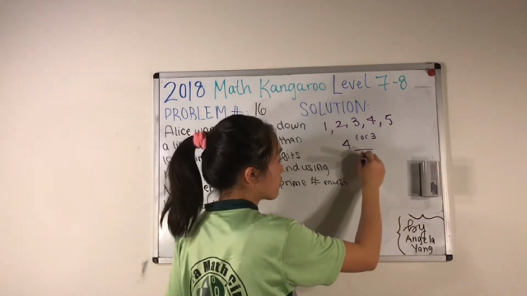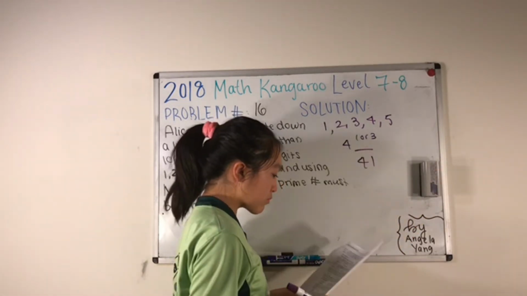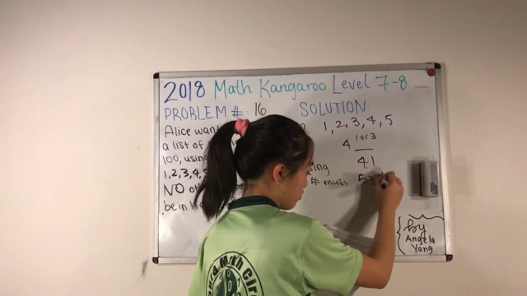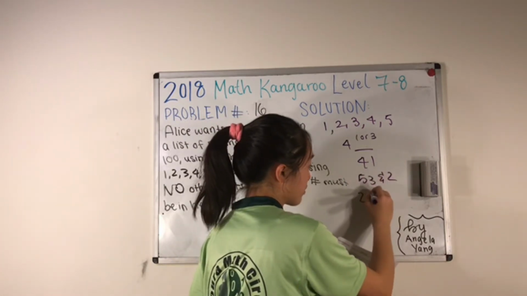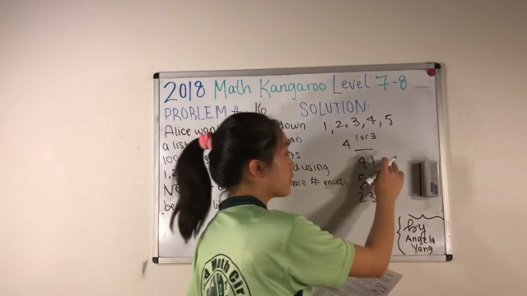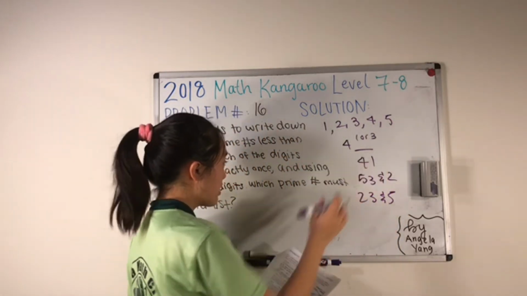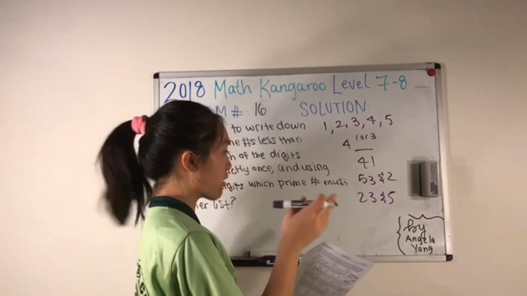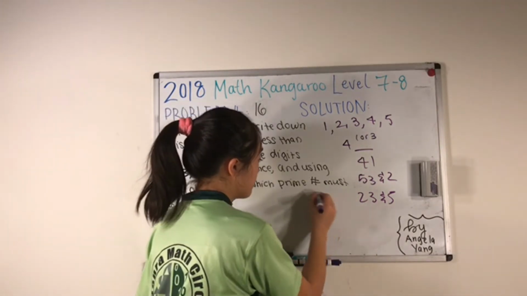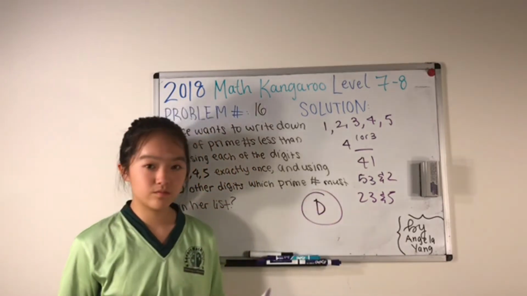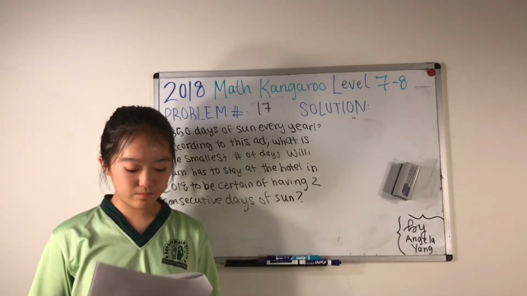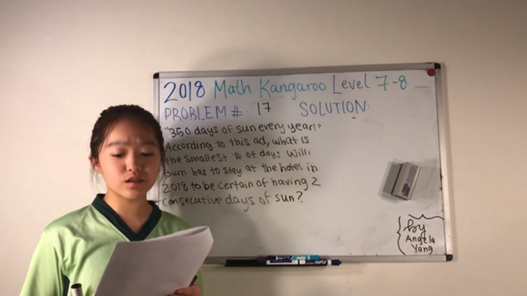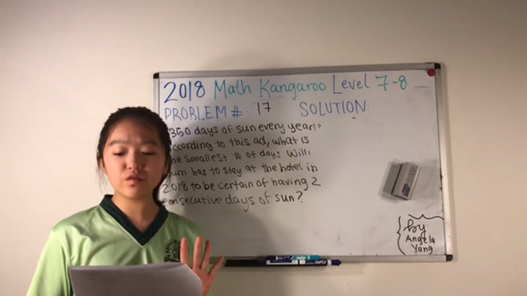Now let's try 41. If we did 41, we could have other combinations. You could do 53 and 2, or 23 and 5. Therefore, the number 41 must be there. If we compare that to the list, letter D is 41, so our answer is letter D, 41.